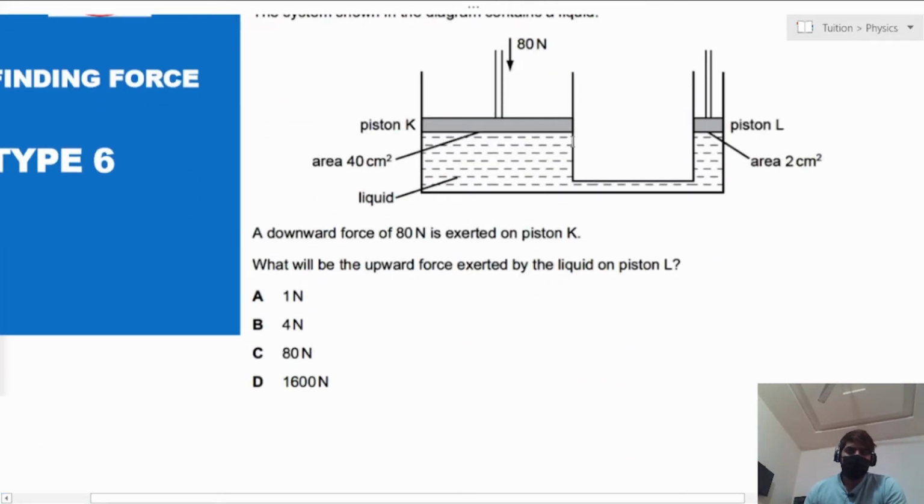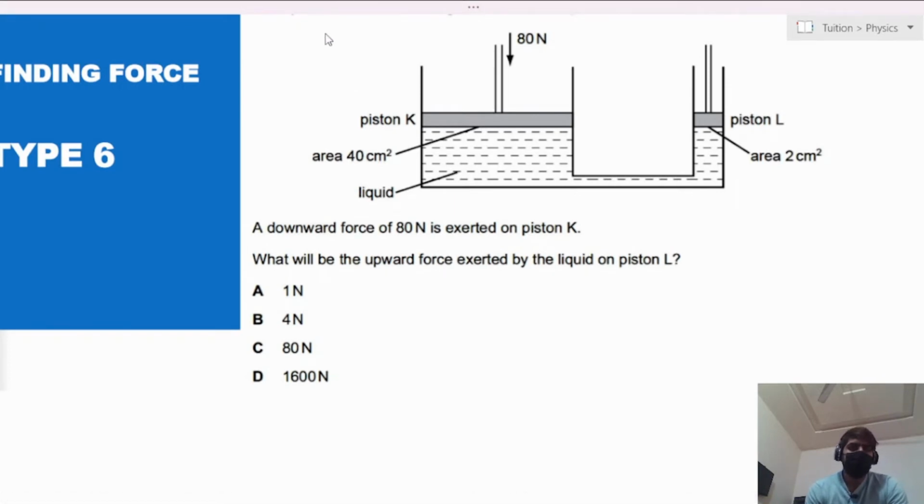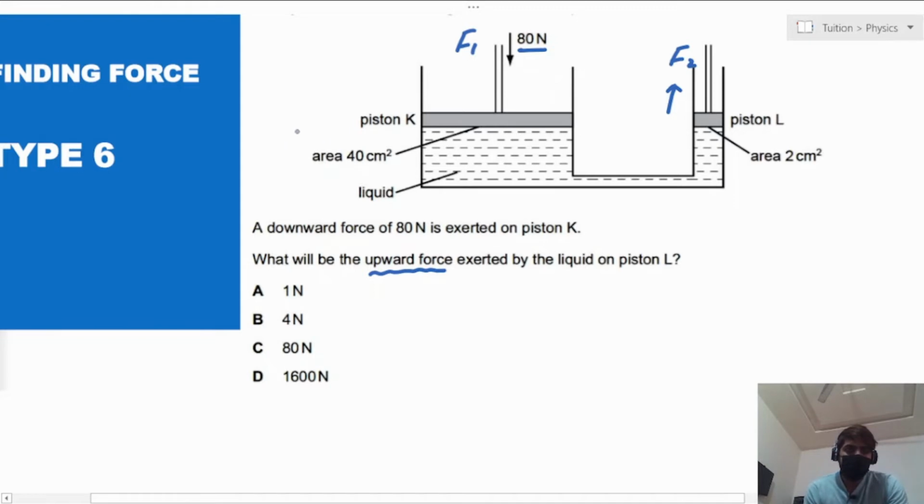So you can spot this kind of type from the fact that you'll be given two values of forces and two values of areas. Like this force is given as 80 Newton, you can call it F1. What would be the upward force on the piston L? You can call it F2, which you need to calculate, and 40 centimeters squared you can call A1, and 2 centimeters squared you can call A2. Now let us write down the formula once again, and then we simply plug the values into the formula.